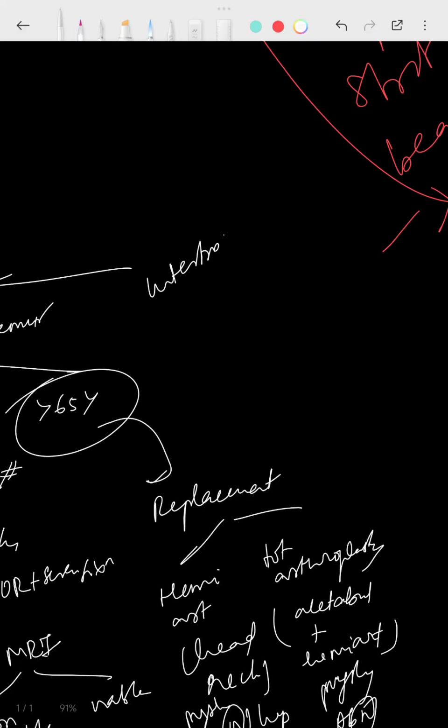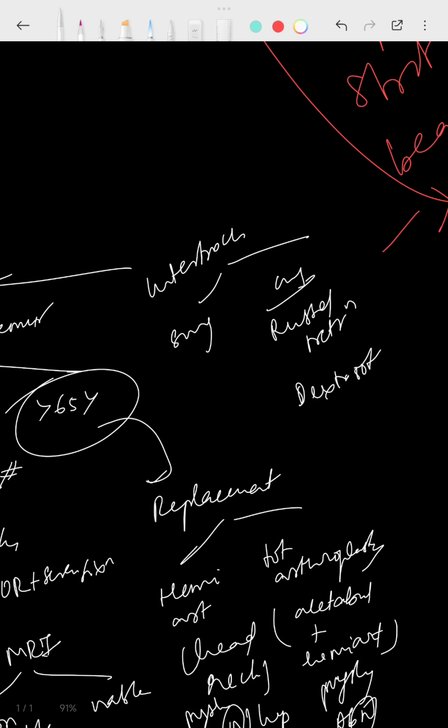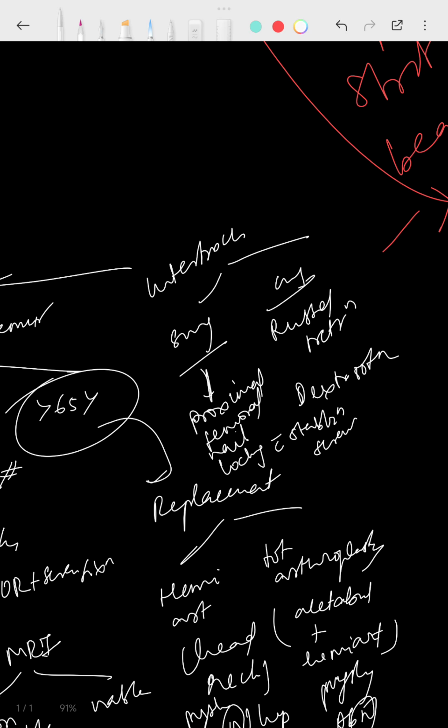For intertrochanteric fracture, you will do two options: surgical or conservative. Conservative, you do Russell traction and dextro rotation. If it is surgical, you will do proximal femoral nail locking with stabilization screws. So that's all.